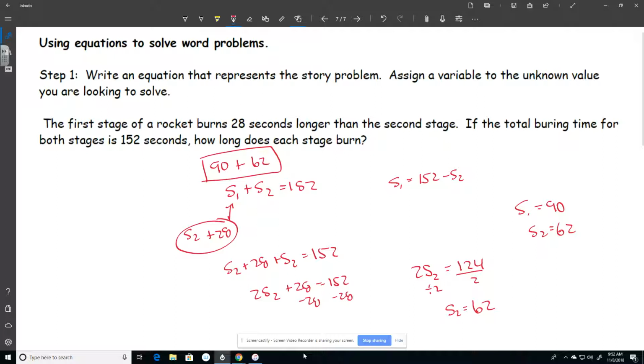Now there are a million story problems out there, and they're all different. They all use different formulas, different variables, different numbers. First things first, write an equation that represents the problem right here. And then start assigning variables to find what it is you're looking for, to find the unknown, okay?